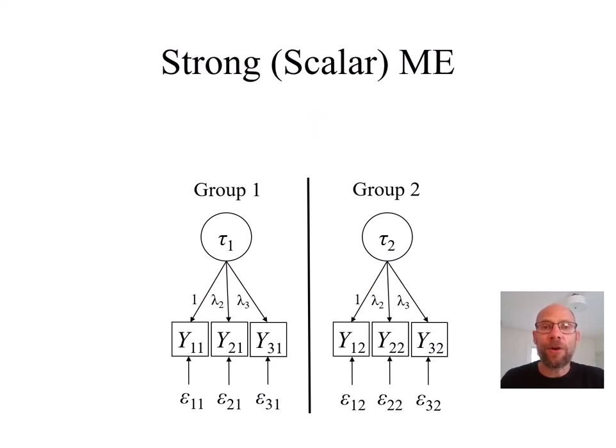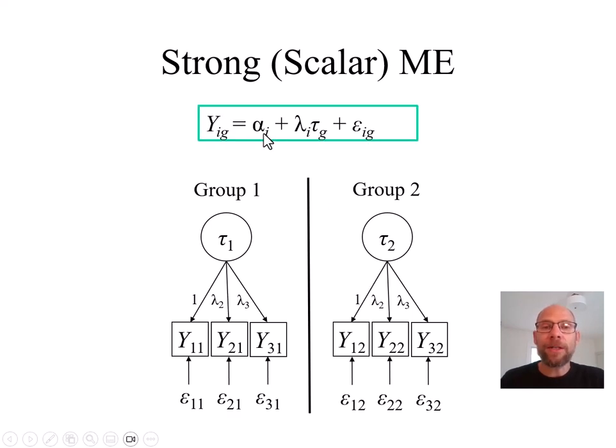Next is strong or scalar measurement equivalence, and you can see that again the loadings are invariant across groups, but now also the additive constants no longer have a group index. So alpha i is the intercept, and alpha i can no longer vary across groups now as well. Now alpha i is not included here in the path diagram for simplicity, but it's also now equal across groups for each indicator.